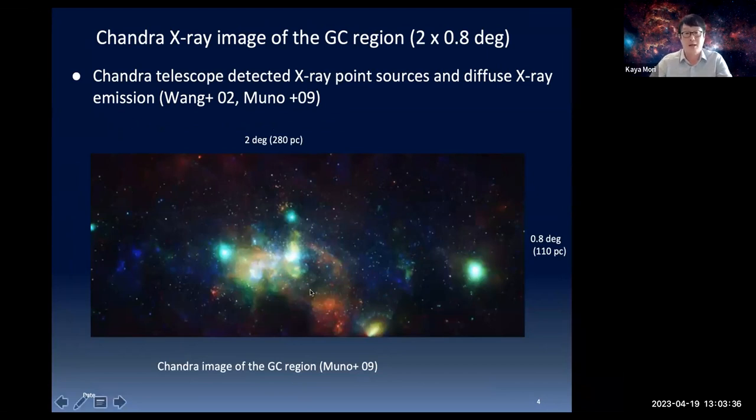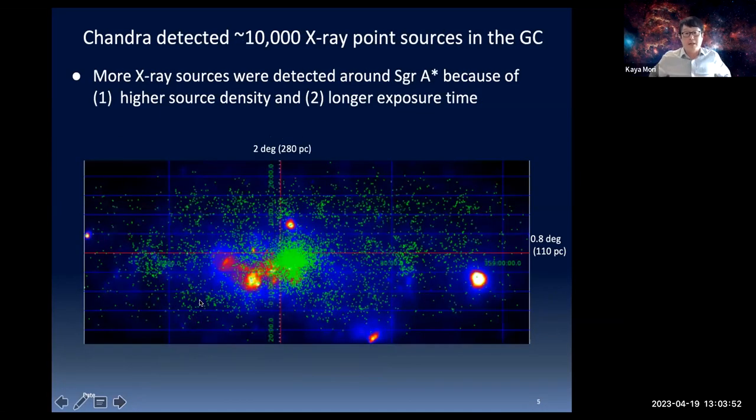Chandra detected a bunch of X-ray point sources and diffuse emission. Some of the bright sources here and there are basically X-ray transients. Otherwise, you see some diffuse emission near the center and a bunch of point sources. If I overlay the point sources detected with Chandra, there are 10,000 of them. You can see all these green dots. There are many X-ray sources detected near the center because of a higher source density. The source density goes like 1/r if you take the same luminosity threshold.